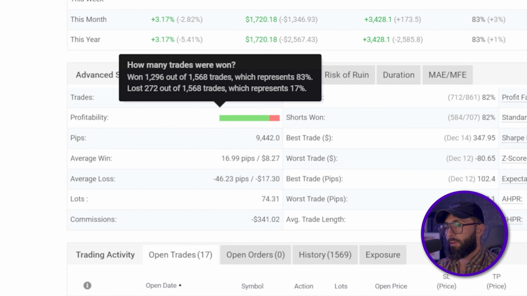Over here we have the profitability. As you can see, it's 83%. Out of the 1,568 trades, 1,296 of them were profitable. We only lost 272 trades, which is absolutely insane. I don't know a trader on the face of the planet that could take that many trades and have that high of a win rate.